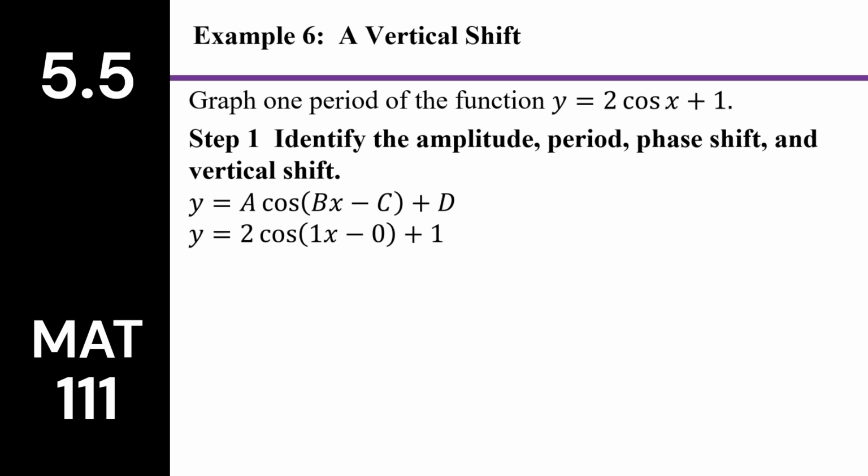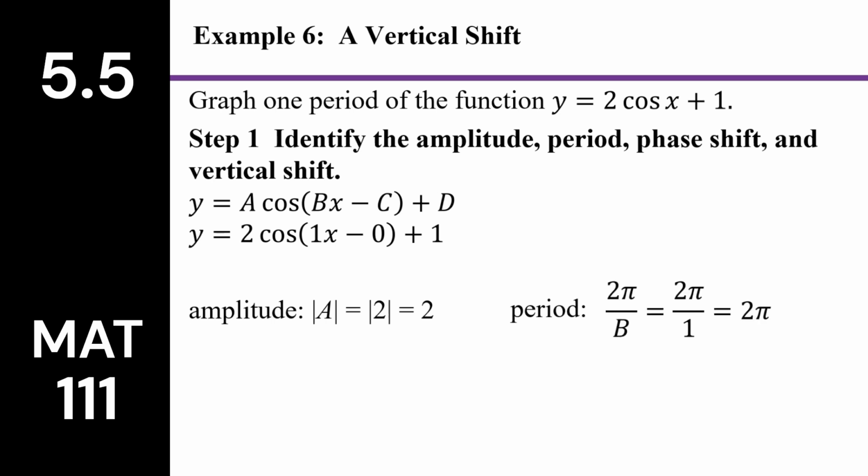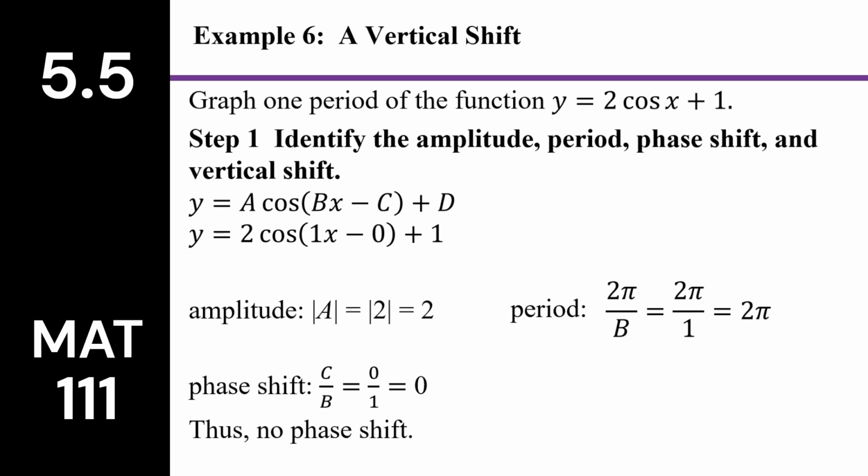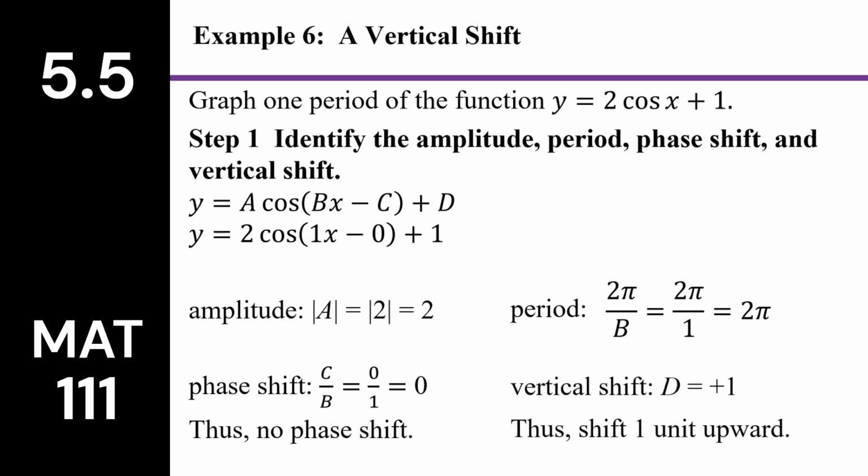We start by identifying a, b, c, and d. We use a to tell us the amplitude is 2. We use b to give us the period of 2 pi. The phase shift is c over b, which is 0 over 1. That reduces to 0, so there is no phase shift. And finally, our vertical shift is obtained by looking at d, which is plus 1, so our graph will be shifted 1 unit upward.